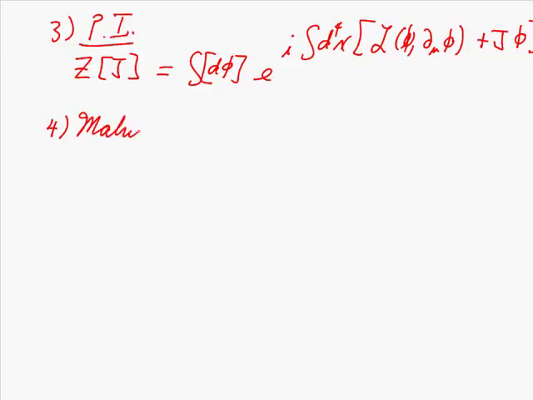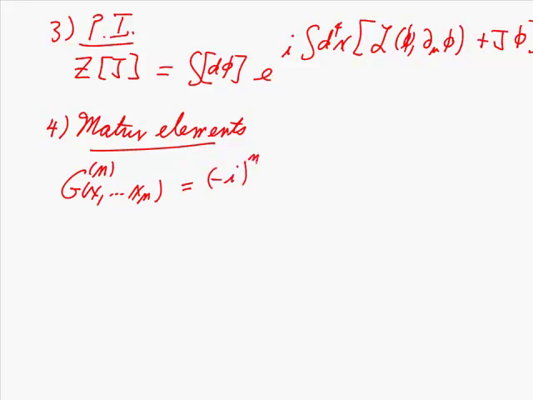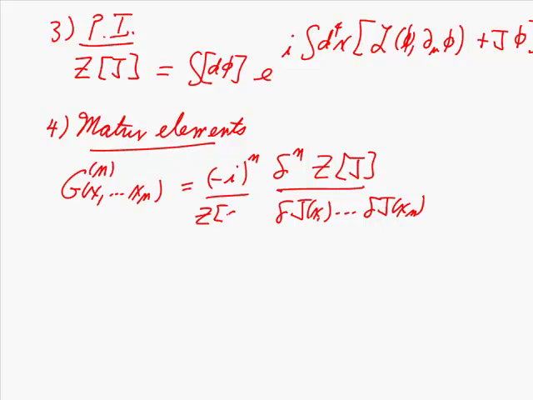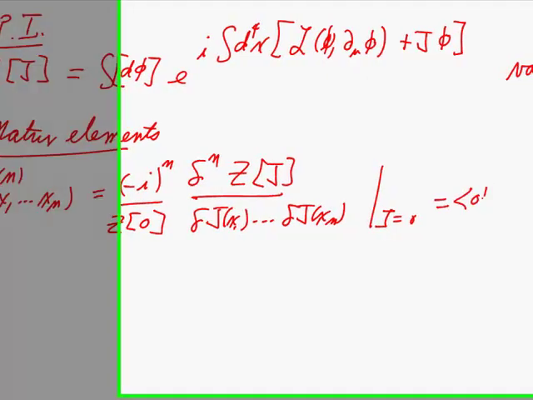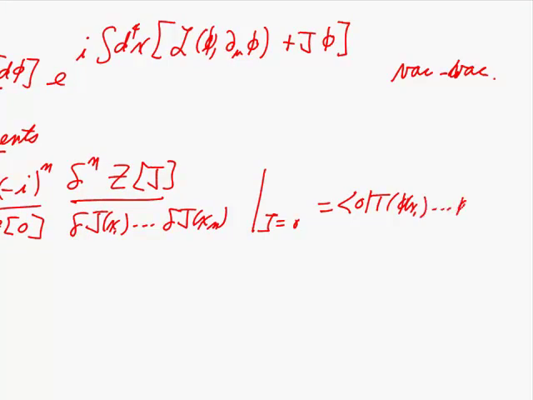So for example, matrix elements come out of this. Here's an n-particle Green's function of x1 up to xn, gotten by minus i to the n, the nth functional derivative of Z of J, delta J of x1 all the way up to delta J of xn. And then you drop the constant Z of 0 and set J equal to 0 at the end. Each time you differentiate, it brings down a factor of phi. And so that turns into the time-ordered product of phi of x1 up to phi of xn. So those Green's functions are related to matrix elements.